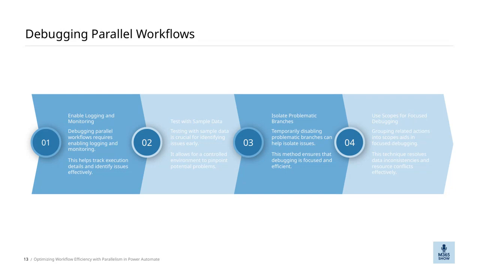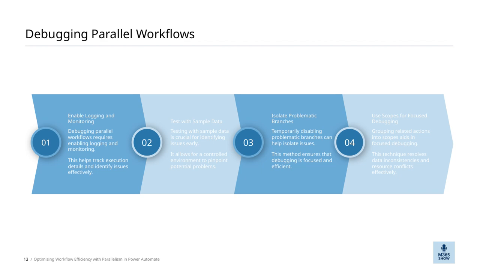Now, let's talk about debugging parallel workflows, which is a key part of optimizing workflow efficiency with parallelism in Power Automate. When you're working with multiple branches running simultaneously, troubleshooting can get a bit tricky. That's why enabling logging and monitoring is essential. It allows you to track execution details in real time and helps you identify where things might be going wrong.